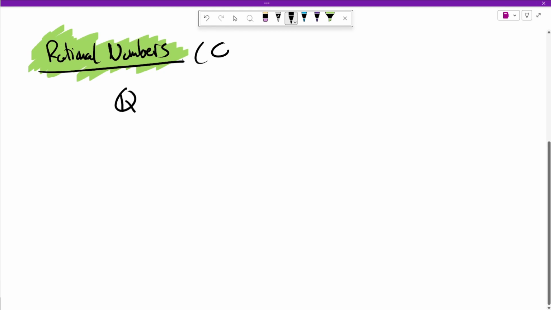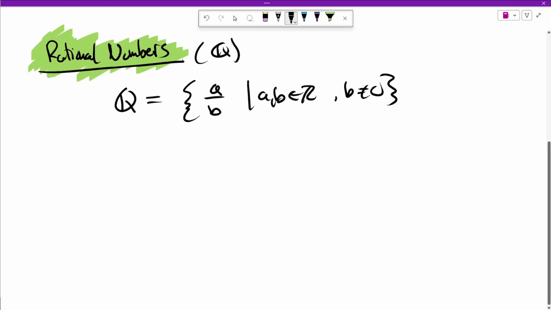So usually we represent the rational numbers with this blackboard font Q, and we can think about it as a collection of fractions a over b, where a and b are integers and b is not 0. Now the problem is this is not true. The reason why this is not true is, as a definition, as it stands, it doesn't incorporate reducing fractions or having equivalent fractions.